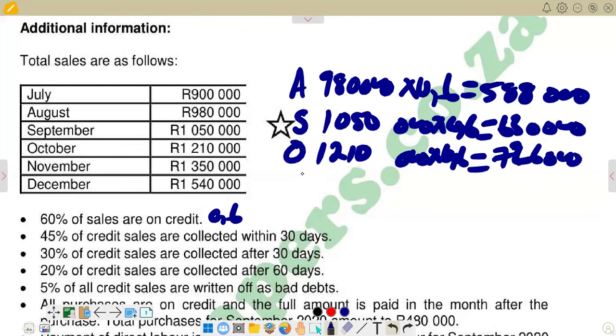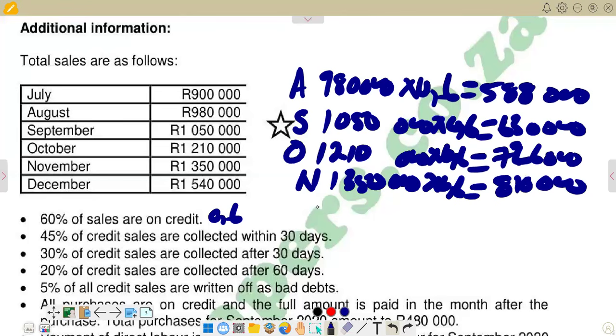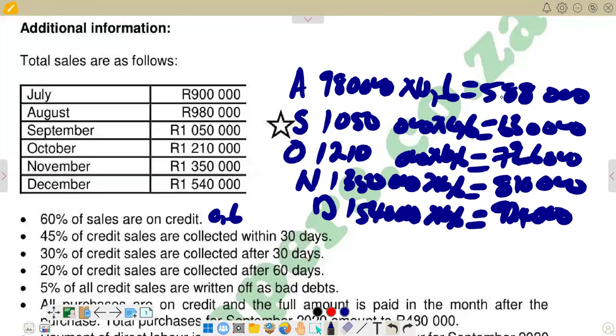Then obviously we have November, where we have 1,350,000. Then you multiply by 0.6. For November, you're going to get 810,000. And then for December, we have 1,540,000, and then you multiply by 0.6. So for December, you get 924,000. So this is what we have. We are just going to put our credit sales as this from August to December.